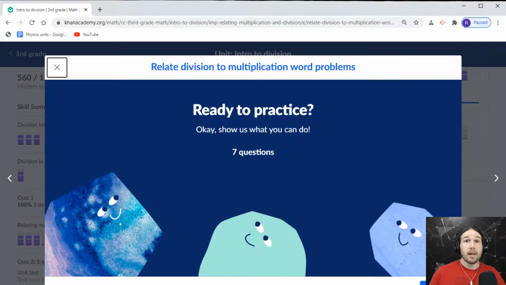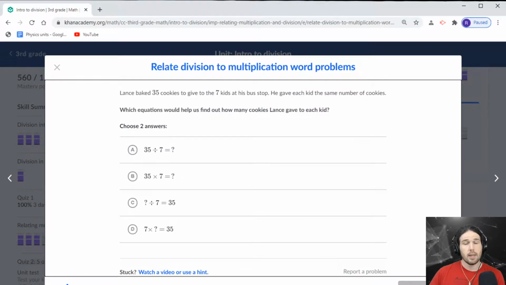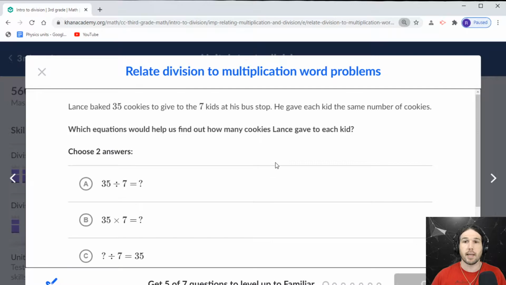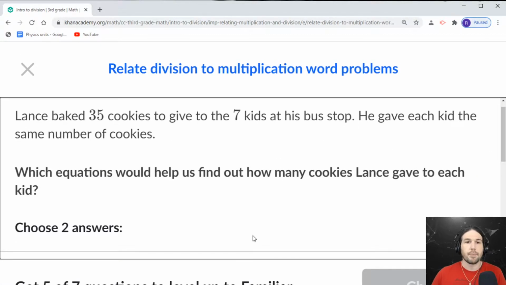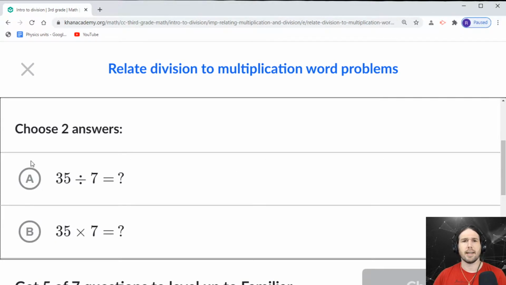As always, because this is a problem set that specifically references word problems, I'm going to take it slow. We're going to take a look at every single word and make sure everything is understandable, because I know these word problems can be a big problem for lots of folks. Lance baked 35 cookies to give to the 7 kids at the bus stop. He gave each kid the same number of cookies. So if I wanted to find out how many cookies Lance gave to each kid, if I have 35 and I divide it into 7 groups, that would be 35 divided by 7, which I think is 9.